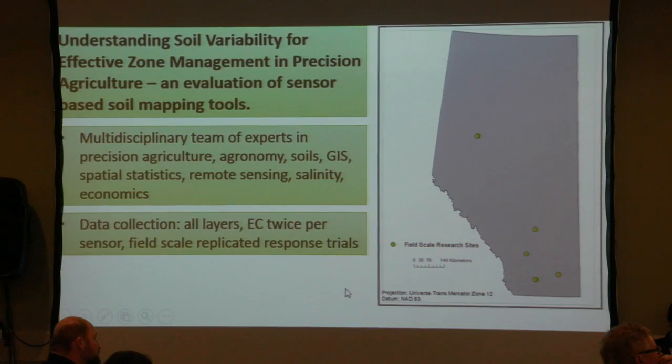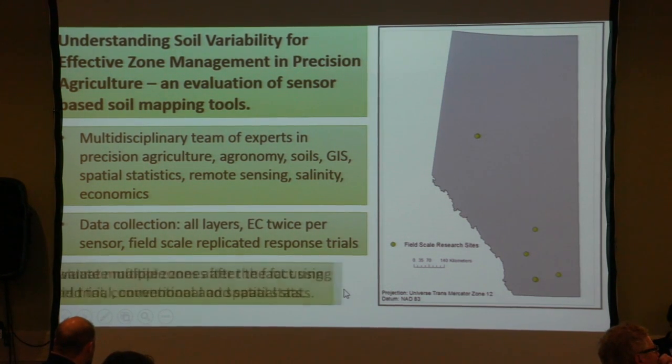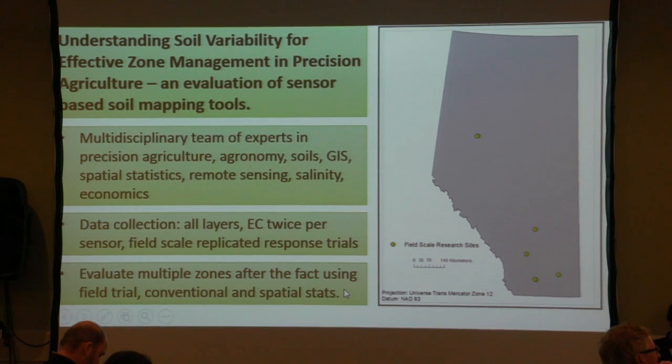And we're taking a slightly different approach. We're going to do field scale replicated response trials. Then we're going to take all of those different layers of information and create zones based on those layers, and we're going to evaluate how well they correlate to true response, in a sense, after the fact.